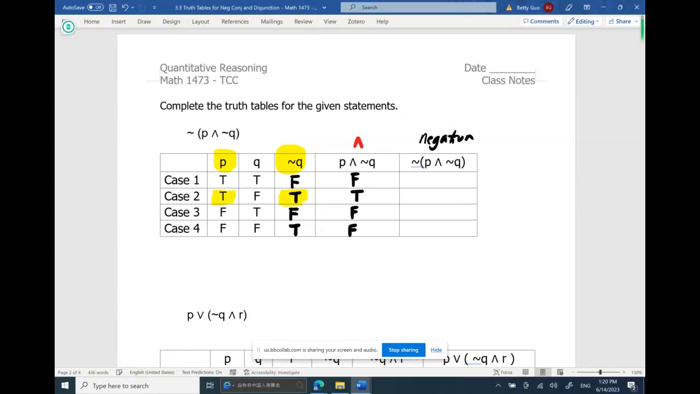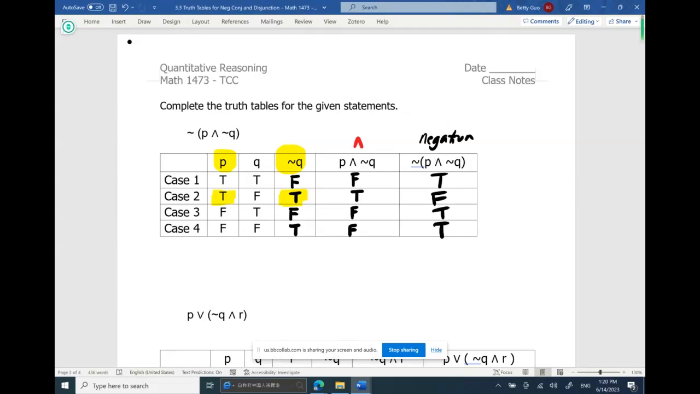So far so good? Okay. And then the conjunction is a component of our target statement. Our target statement is the negation of the conjunction. So to negate, false becomes true, true becomes false, false becomes true, false becomes true. And that is the truth value. That's the truth table for our target compound statement, the compound statement that is given.